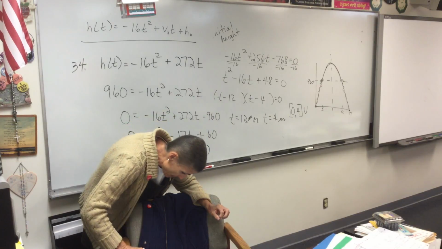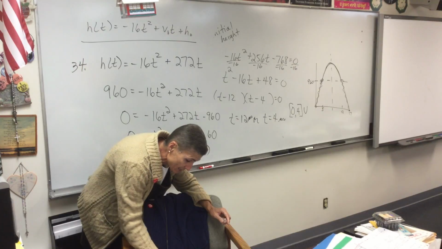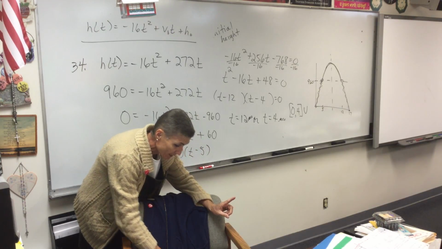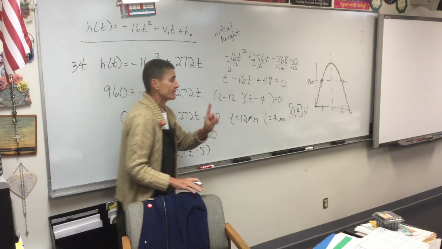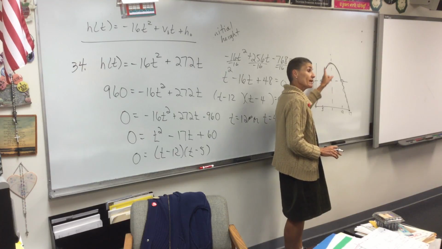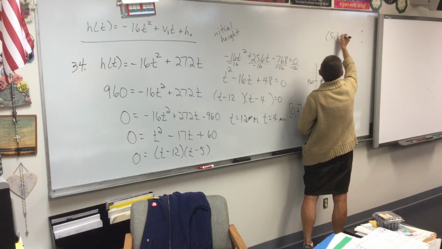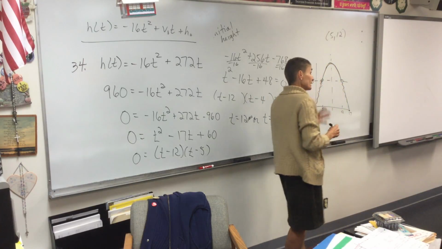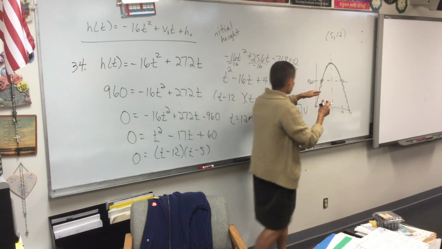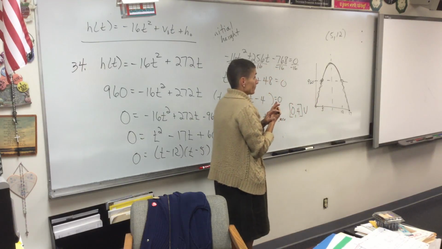So question B says, when will it be more than 960 above the ground? Now read that carefully. When will a projectile's height be more than 960? That's right here, right? But when you write your answer, how are you going to write it? With parentheses this time, because it doesn't say at least, it says more than. So it has to be all of this, but not including the 960s.